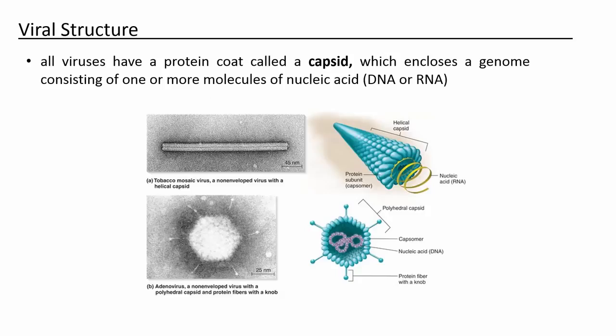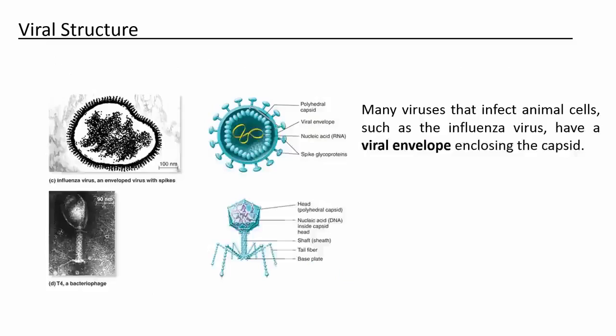Okay, we mentioned that all viruses have a protein coat, and that protein coat is called a capsid. The capsid surrounds the genome of the virus, and it can come in several different shapes. They can be helical. In this example, the tobacco mosaic virus has a helical capsid. You can also have polyhedral capsids. This adenovirus here has a polyhedral capsid. Again, that's just a structure made out of protein.